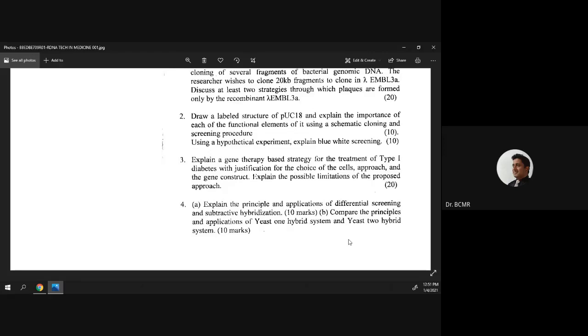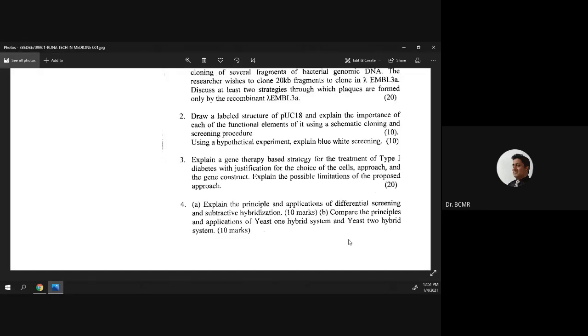So you can have a look at that. Because we are using one hybrid, you call it a one hybrid system. And as Hrithika said, it is used to find out if there is an interaction between a protein and a specific DNA.